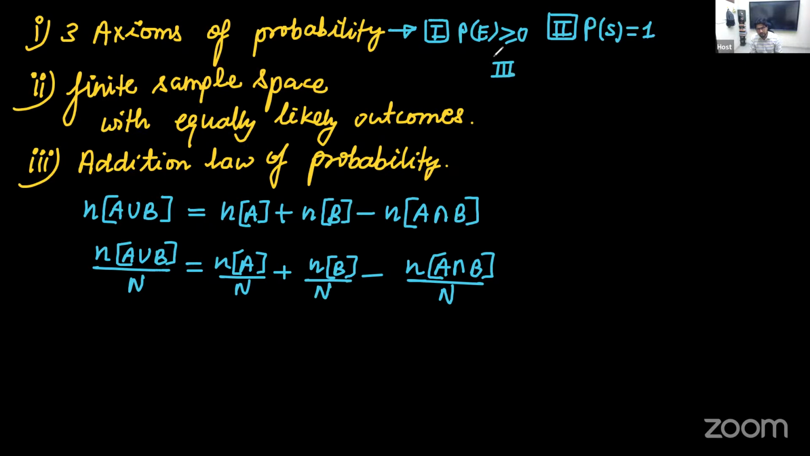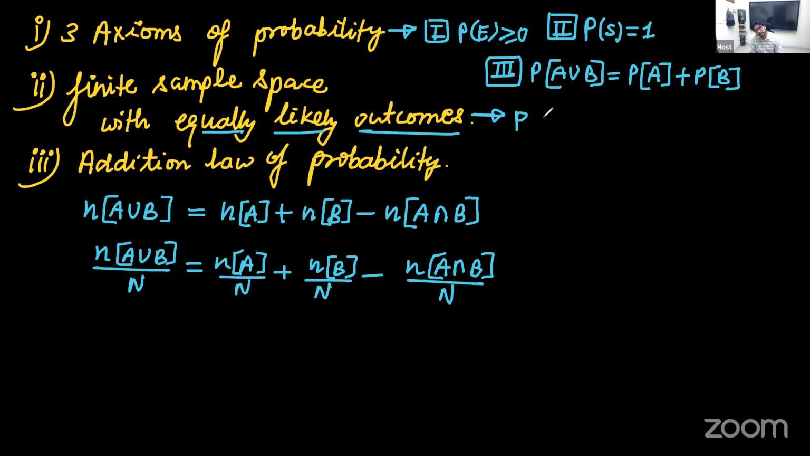And third axiom: if A and B are mutually exclusive, then my dear friends, the probability of its union will be probability of A plus probability of B. Then we dealt with finite sample spaces with equally likely outcomes, and there the probability of any event will be equal to small n upon capital N. Small n are the favorable number of outcomes and capital N is the total number of outcomes.